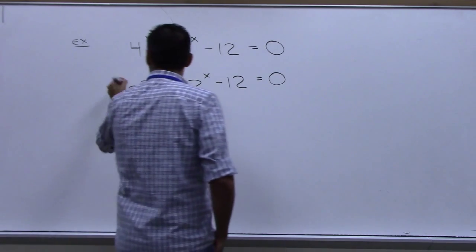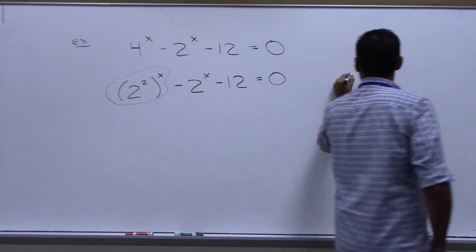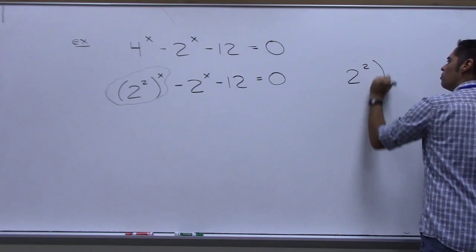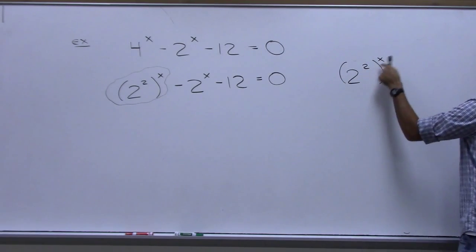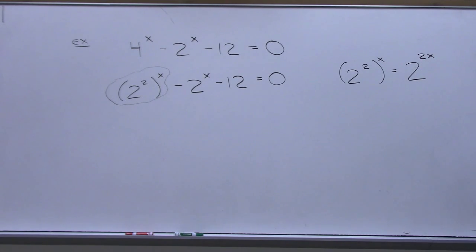But just on the side note, what is 2 raised to the 2 raised to the x? What do you do with these two? Multiply them. So that's really 2 to the 2x, isn't it? Yes? Uh-huh. So should I be writing this or not?